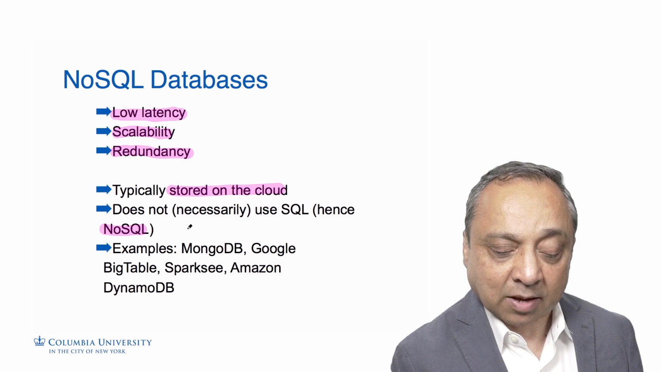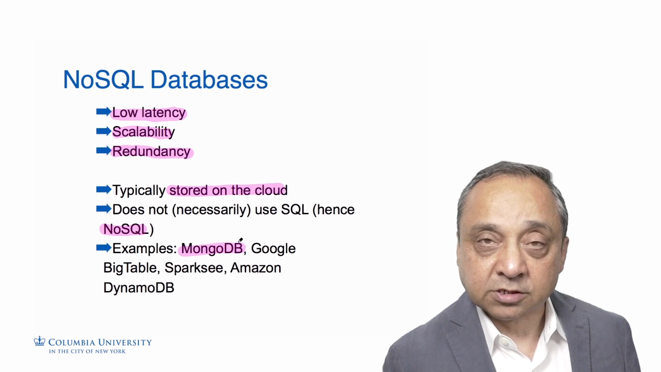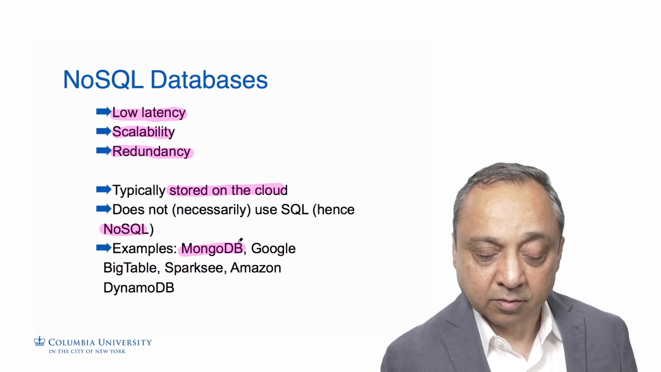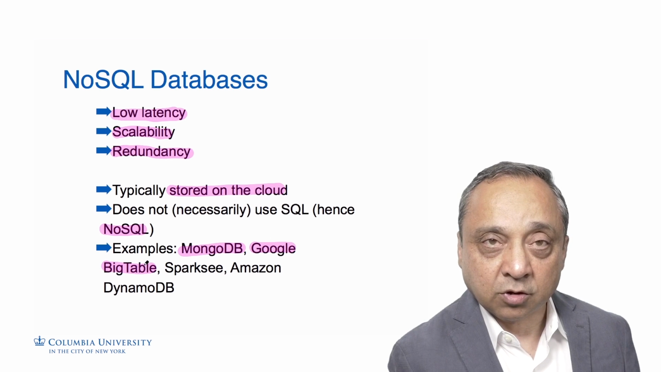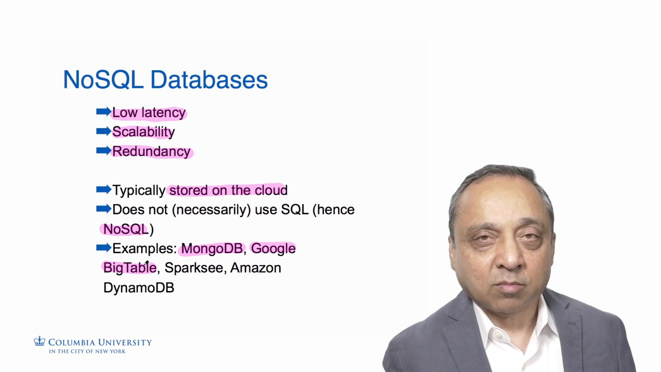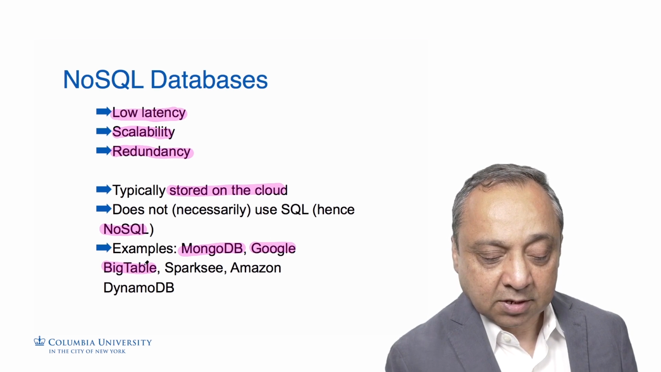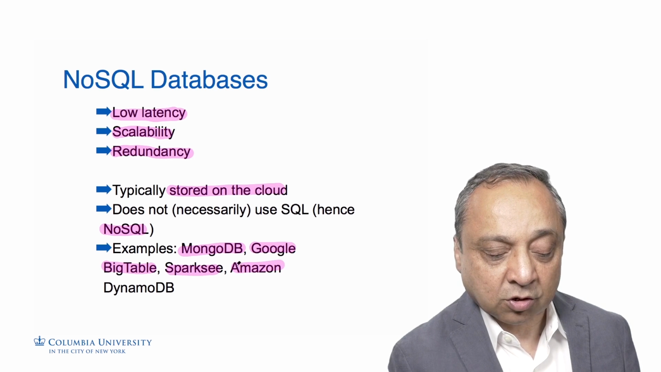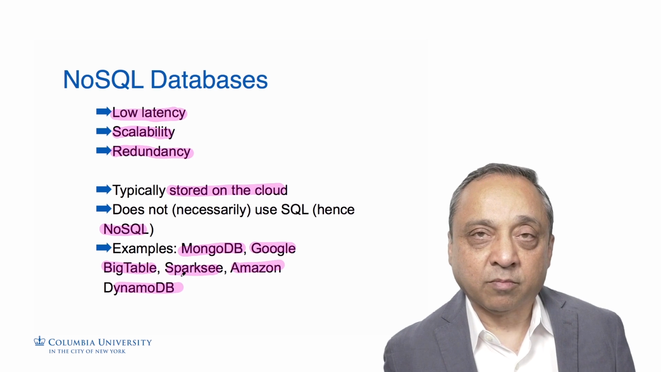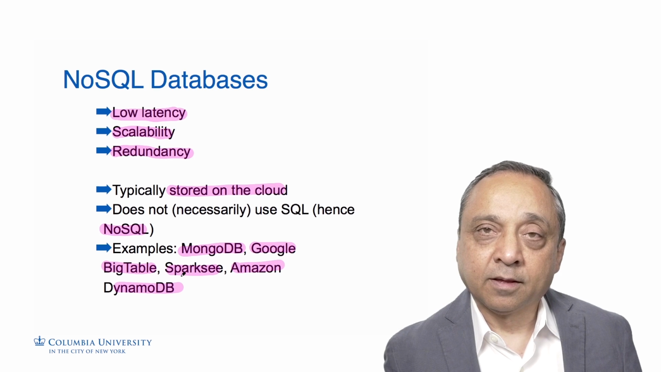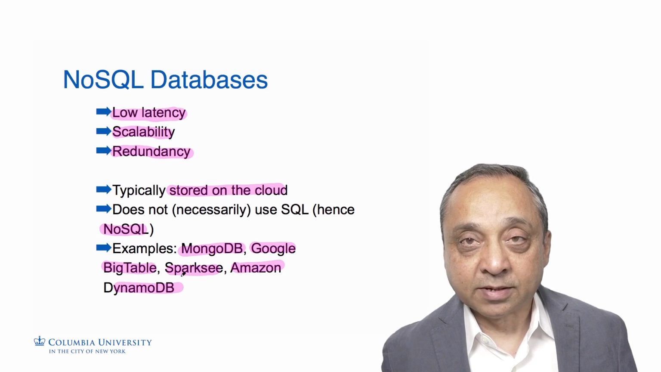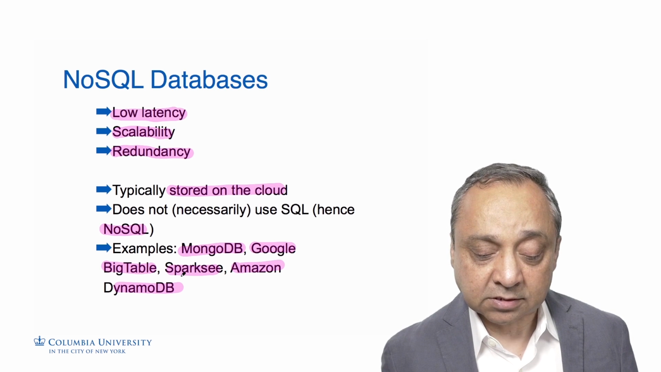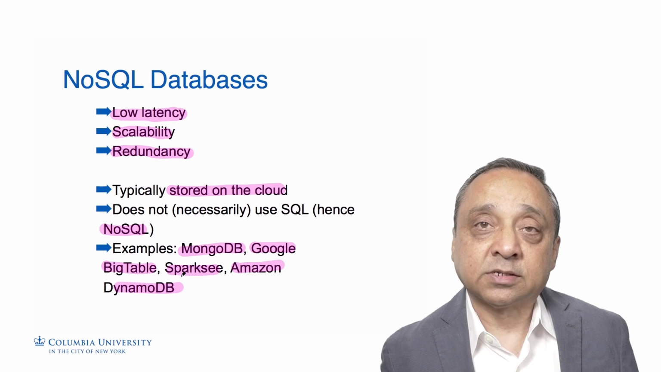And there are some very nice examples out there. There's MongoDB, which is a proprietary commercial database. There's Google Bigtable, that's brought by Google, and you have to pay for using it above a certain amount. There's Sparksee, there's Amazon DynamoDB. So these are the possible vendors or possible database servers you can get that are NoSQL databases. We are not going to look at NoSQL databases in our class.